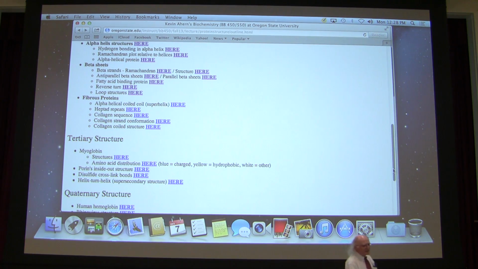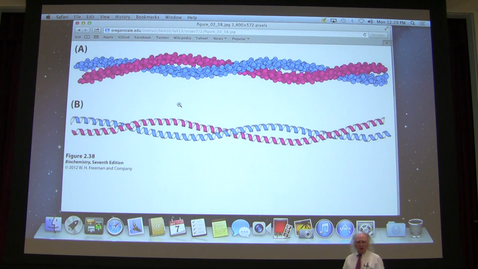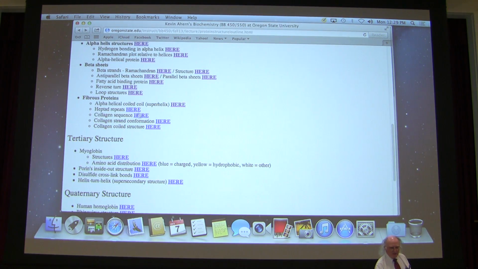Now let's look at some of these arrangements. These are coils of coils. Here's an alpha helix, and here's an alpha helix coiled with another one. We can imagine that hair might have many of these bundles that come together to ultimately make a hair that we can see.